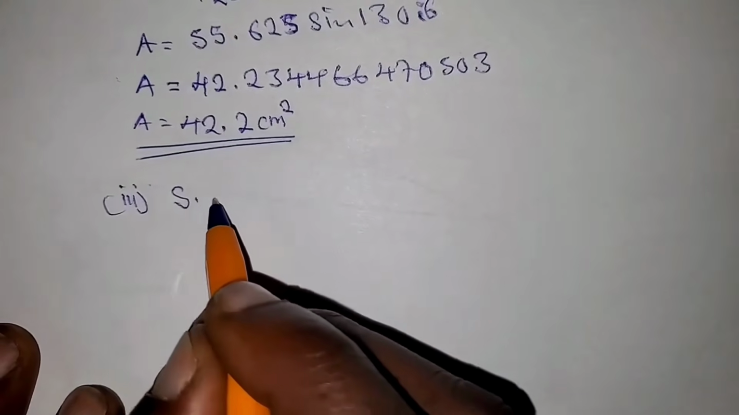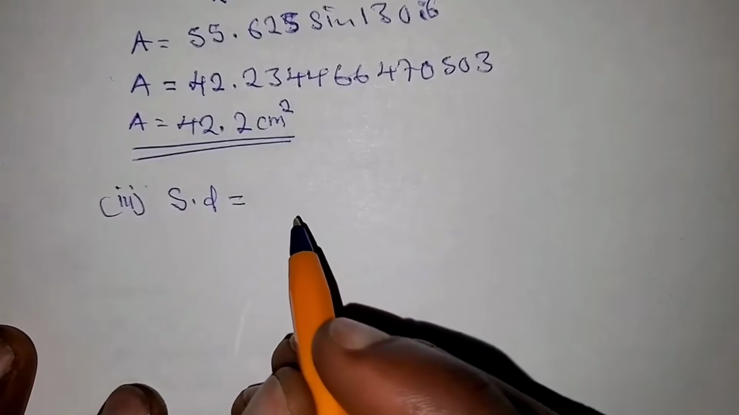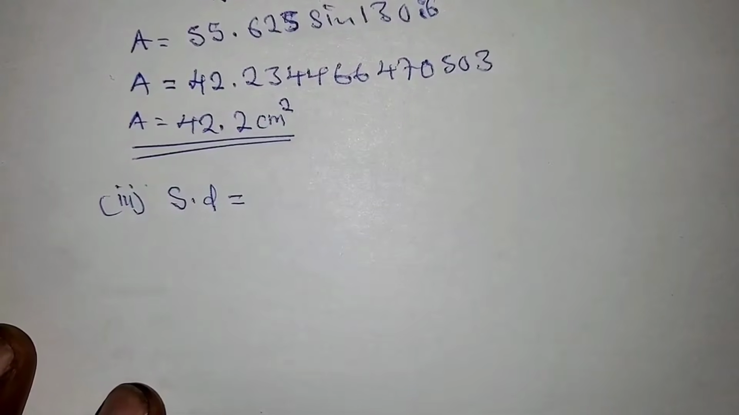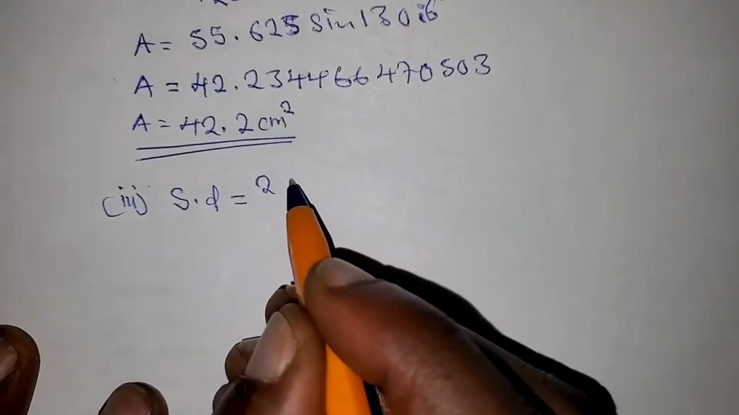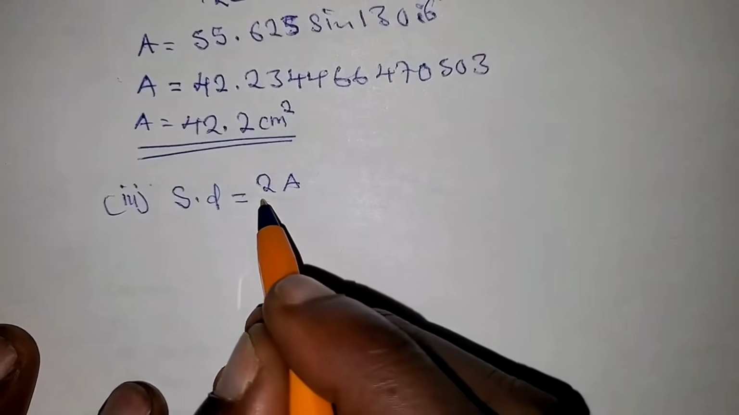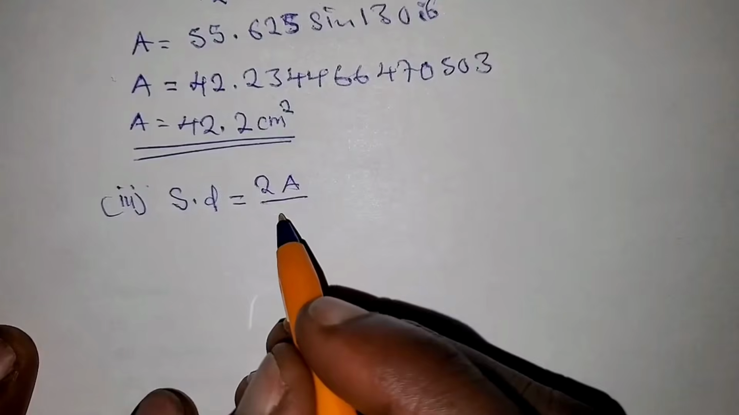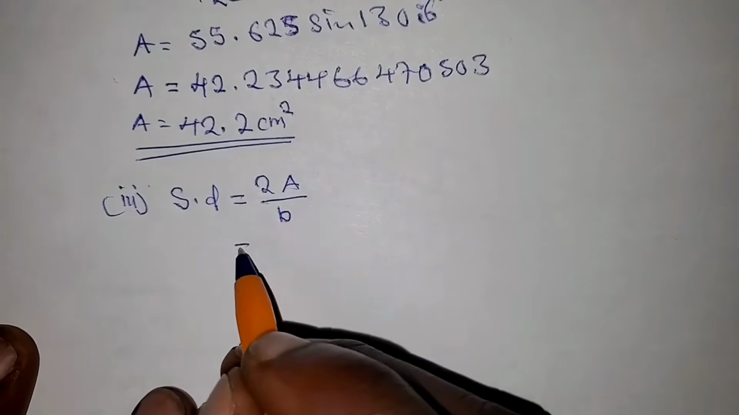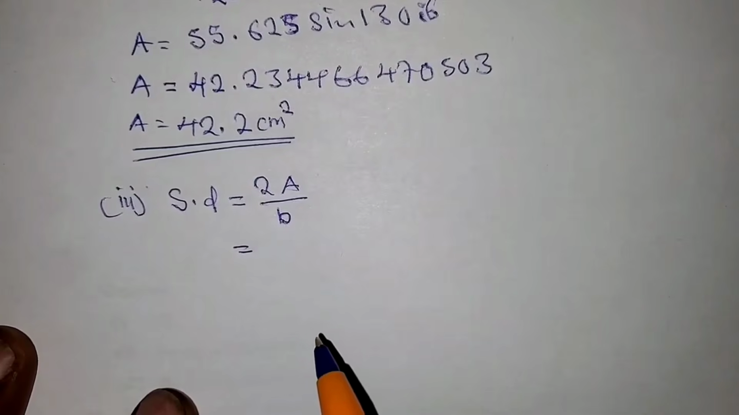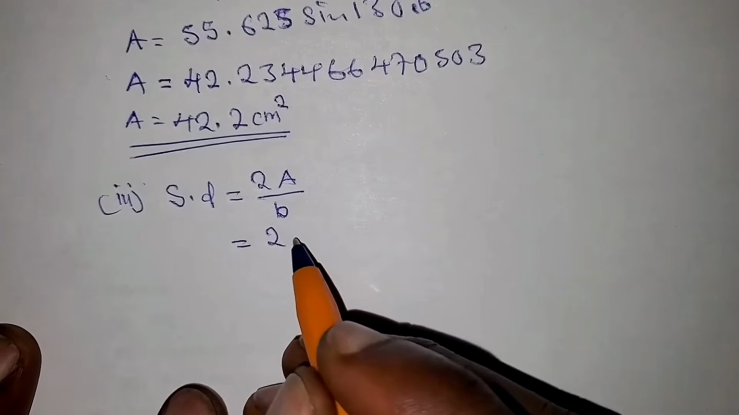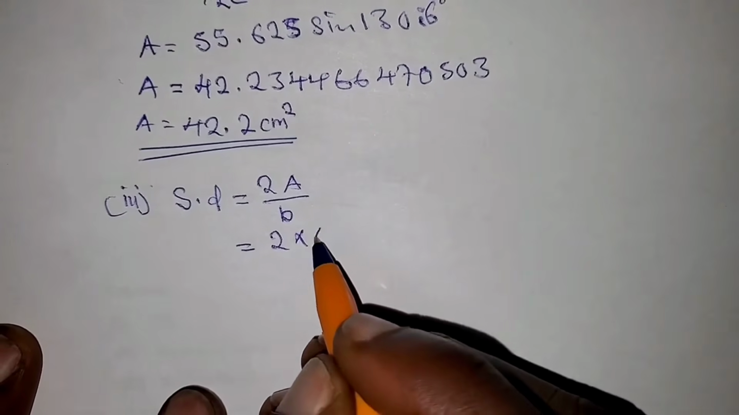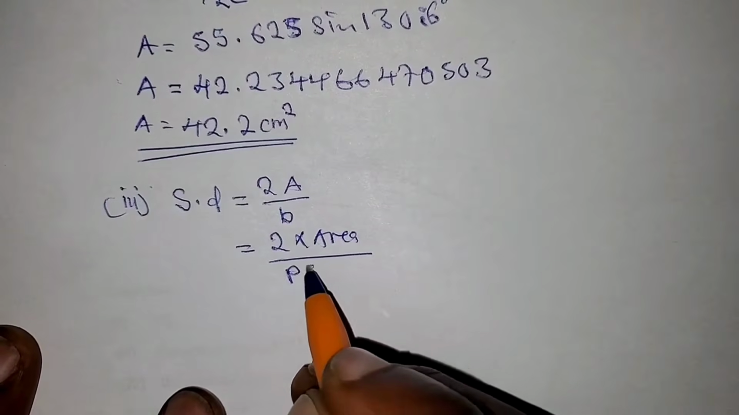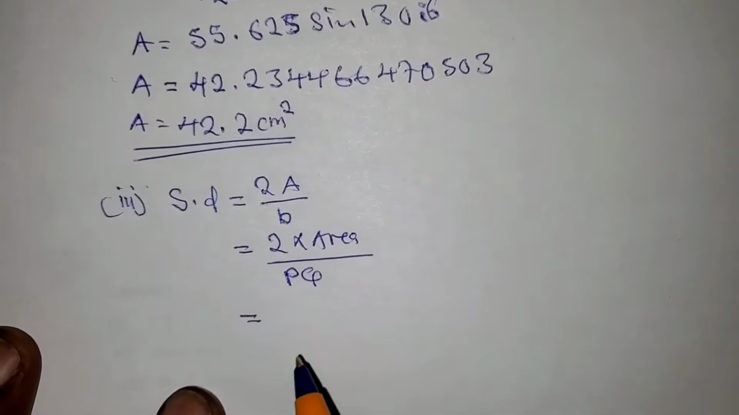Shortest distance, let me just write SD for shortest distance, is equal to 2 times area, A, divided by base. Okay, so the base here is PQ. In other words, it is 2 multiplied by area over PQ, which is the base.